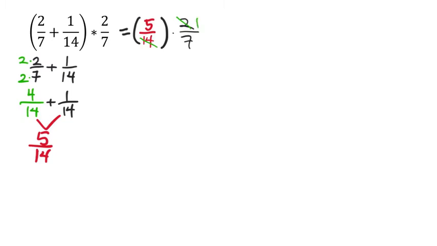2 divided by 2 is 1. 14 divided by 2 is 7. There we go. And now we know that we got 5 times 1 in the numerator. That's 5. In the denominator, 7 times 7 is 49.